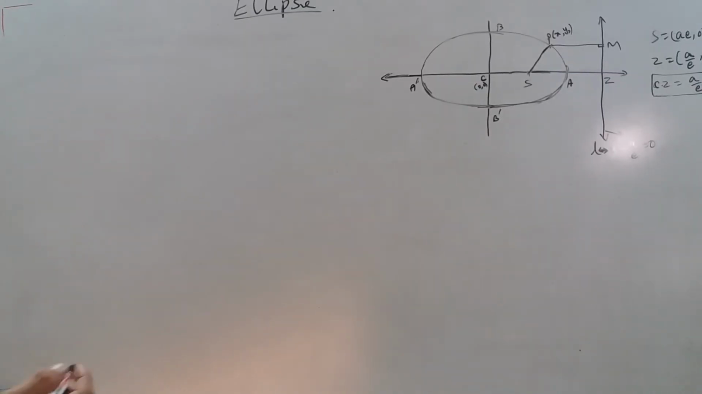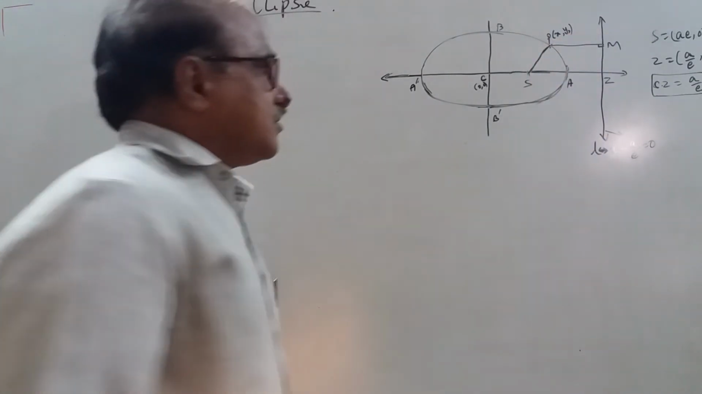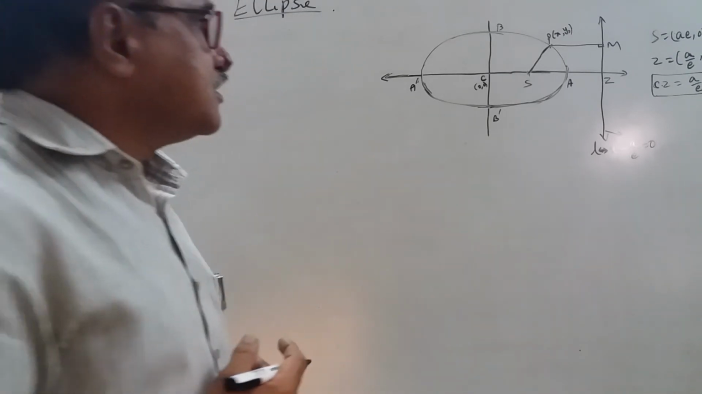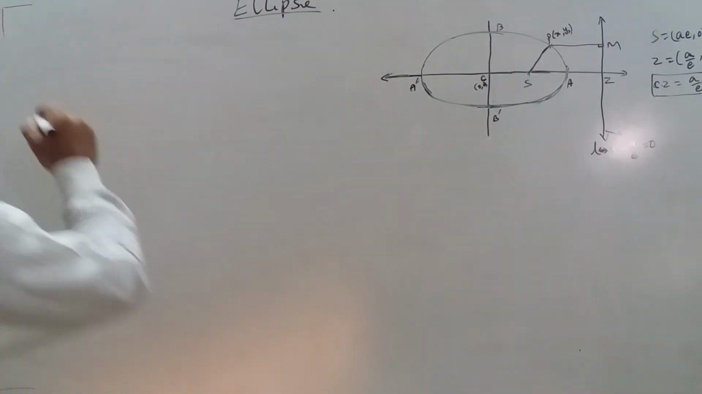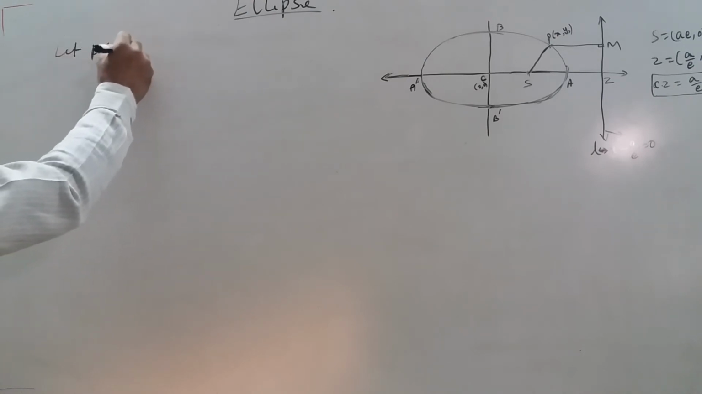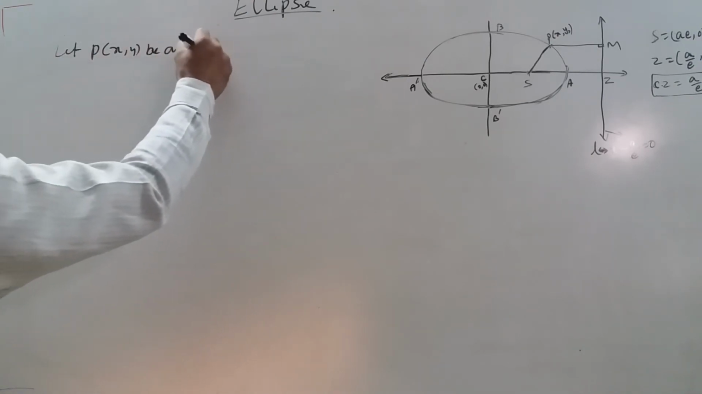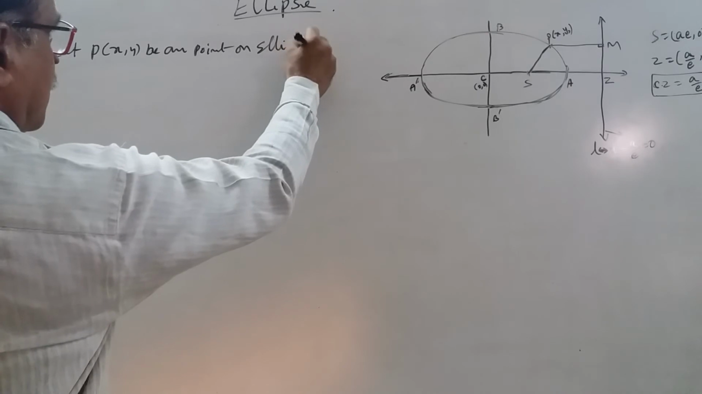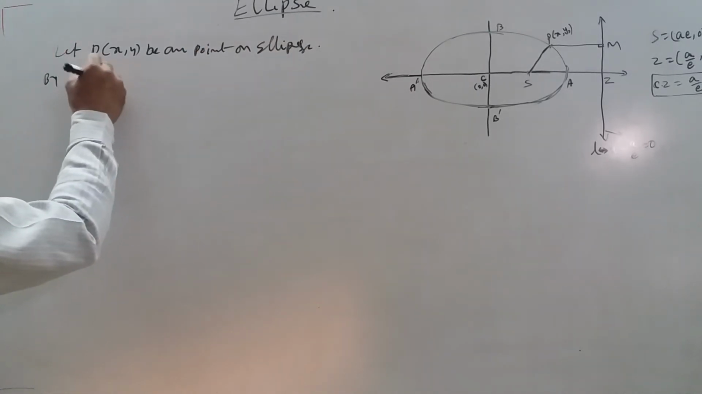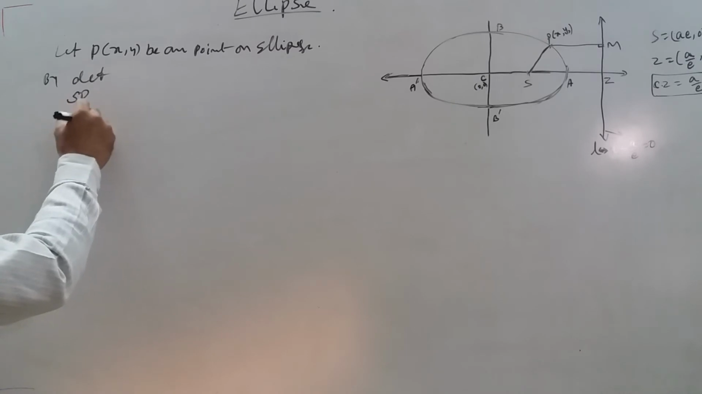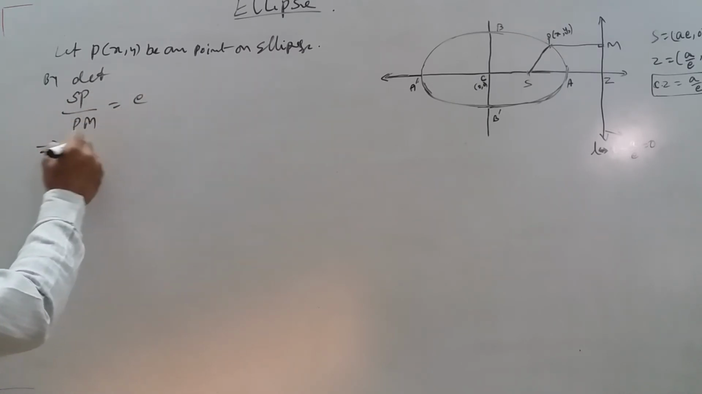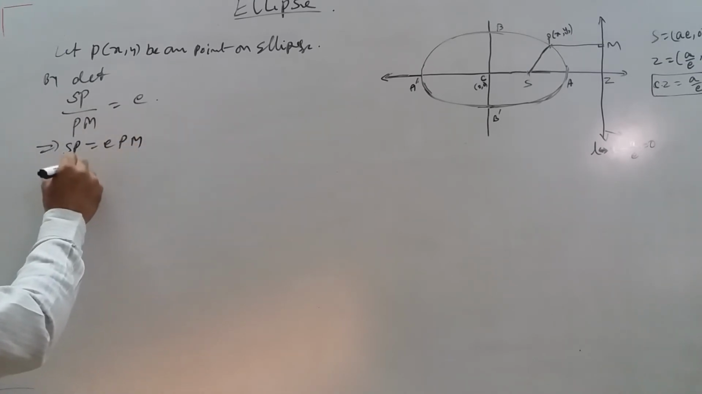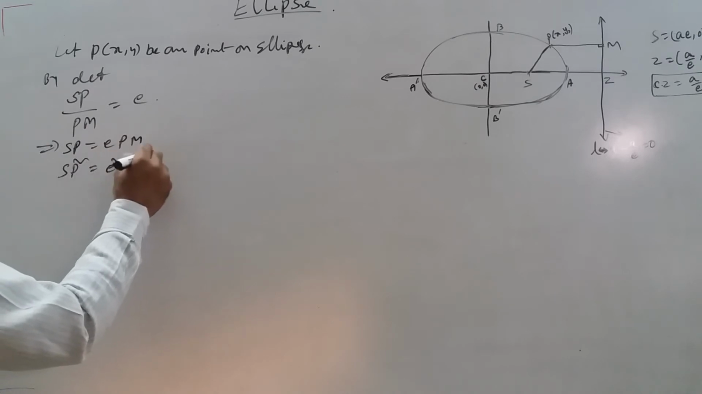Here we take P(x1, y1), or P(x, y), to be any point on the ellipse. Then, by the definition, SP by PM is equal to e. That implies SP is equal to e times PM, so SP square is equal to e square PM square.